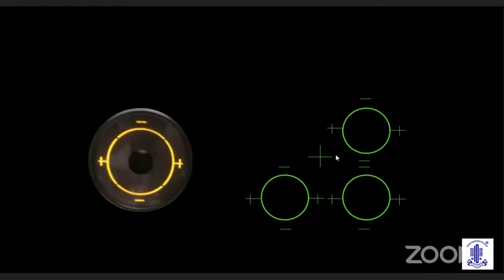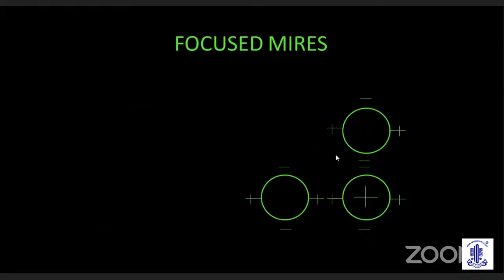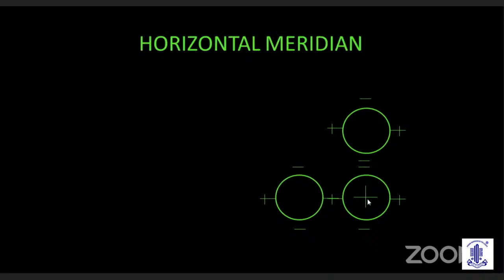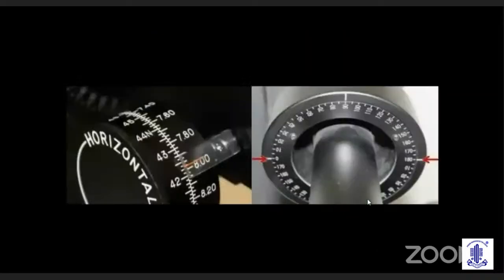Once we have the alignment, we can adjust the horizontal dial, the vertical dial, and this is the focused mire. The first thing is to bring the cross reticle into the right bottom corner of the circle, and then you can rotate the horizontal dial to get a horizontal alignment. The minus sign is for the vertical alignment. Once this final alignment is done, you can read the horizontal meridian with the axis, and the vertical meridian with the axis.